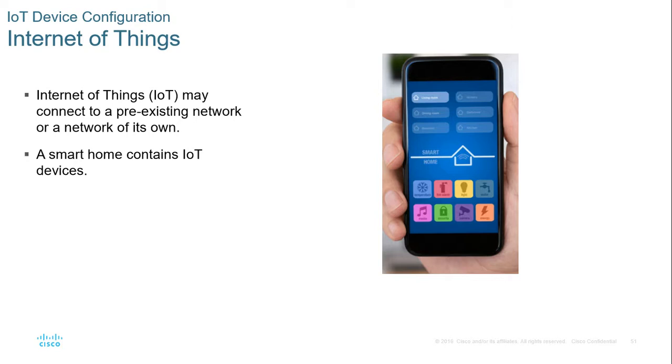So when I am able to control things over the internet, it then means that if you want to do that, you need robust bandwidth. You need good internet service. So that's Internet of Things. It may connect to a pre-existing network or a network of its own. A smart home contains IoT devices.